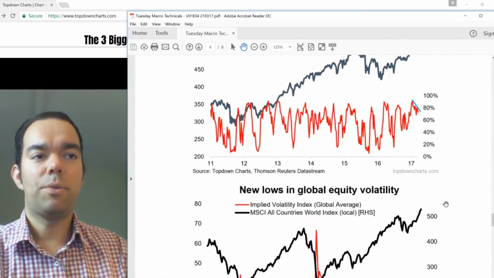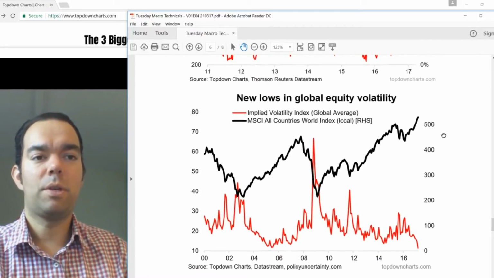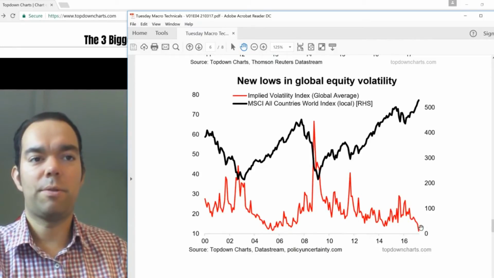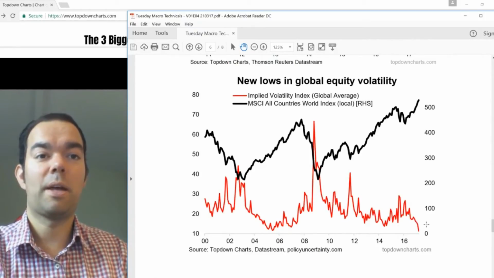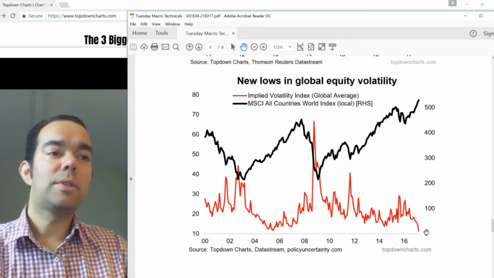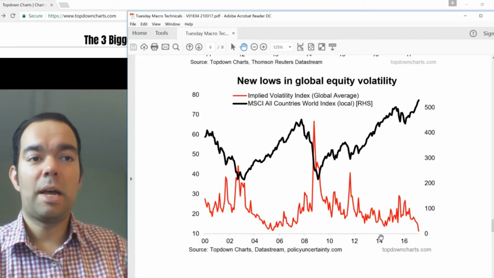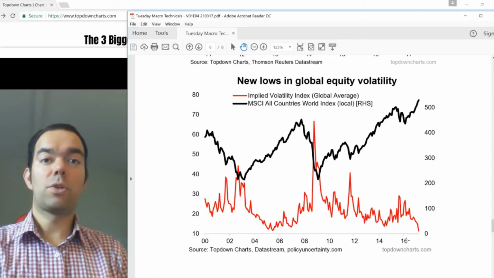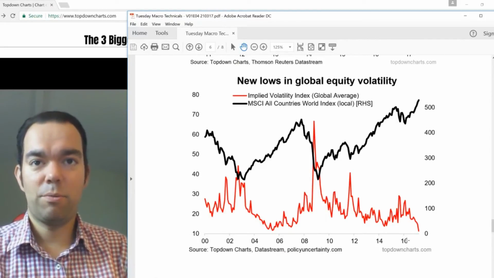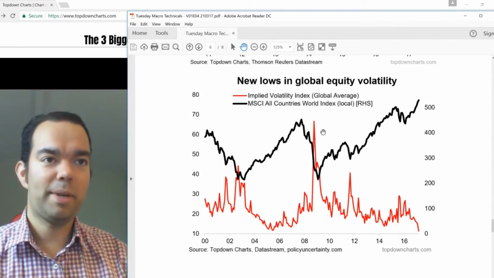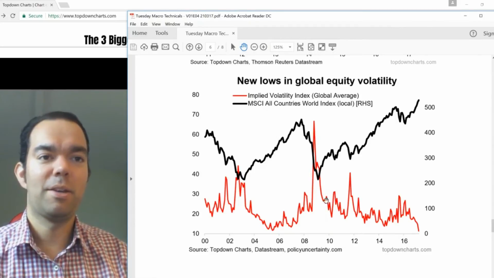The second one that I wanted to highlight is a view on global implied volatility. This is what you might call the global VIX. It's an average of a few different countries' implied volatility indexes. As you can see, it's sitting down there at basically record lows. For volatility, usually the rule of thumb is low volatility is a good predictor of future higher volatility, and vice versa. So when you have these spikes here, it's usually the bottom of the market.